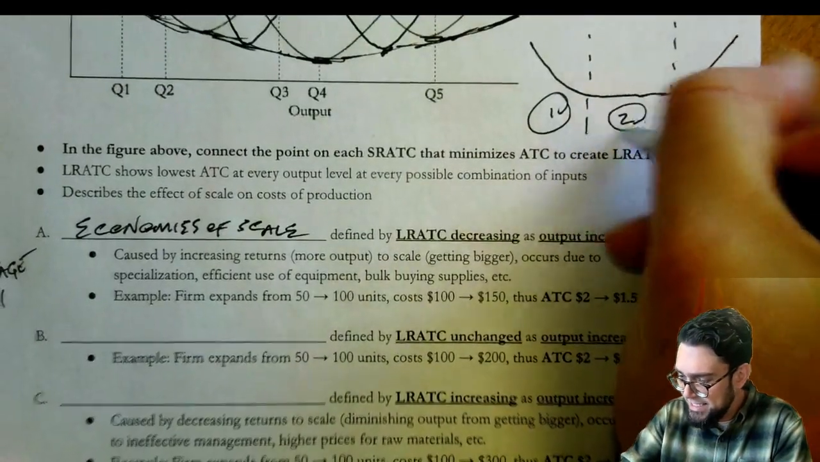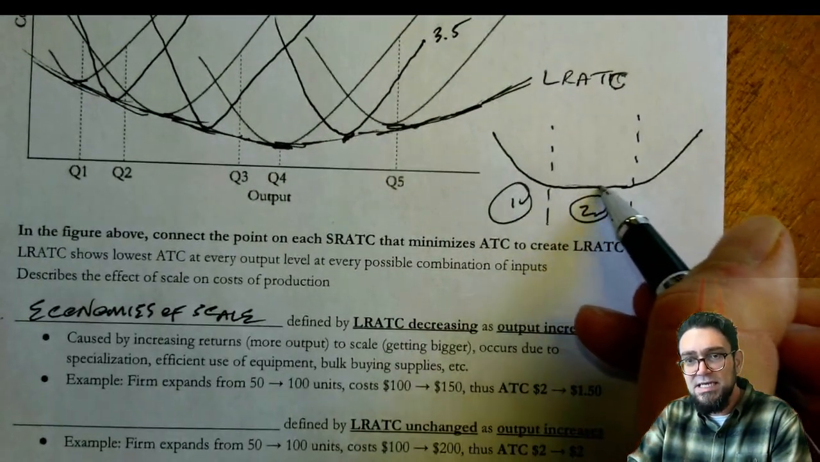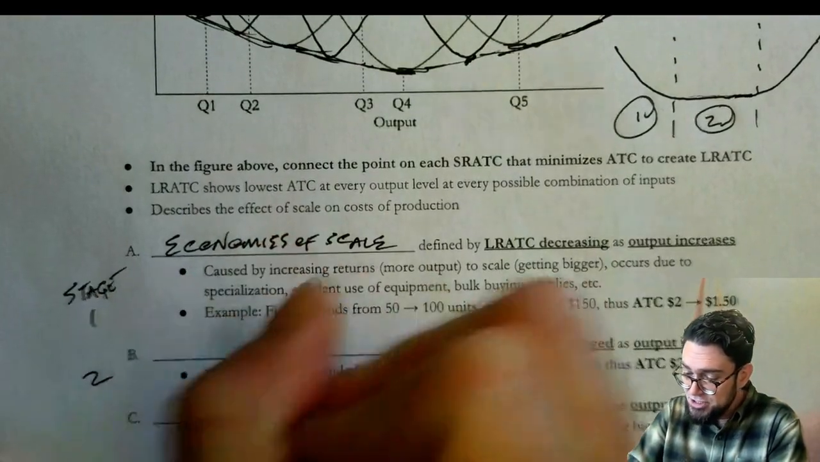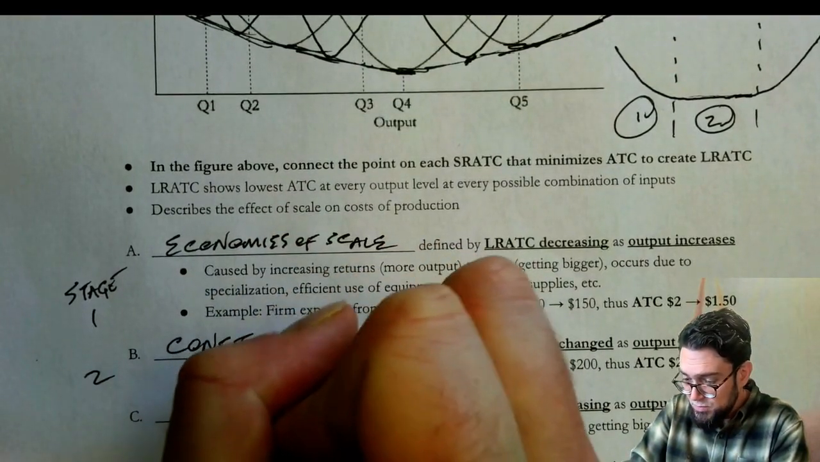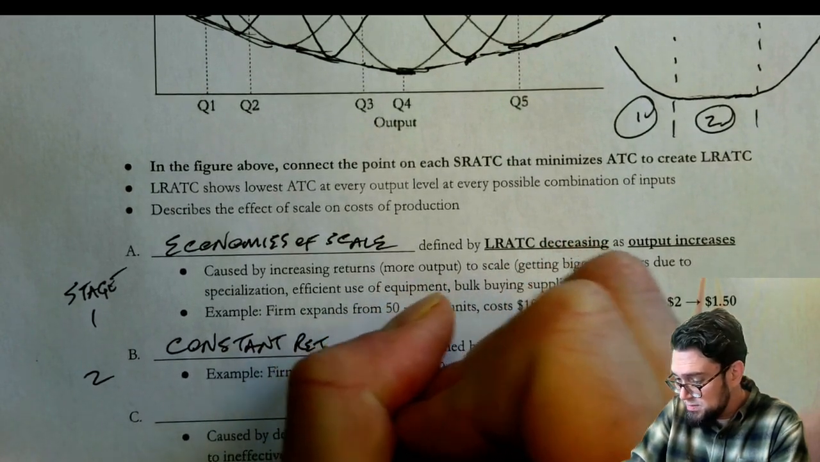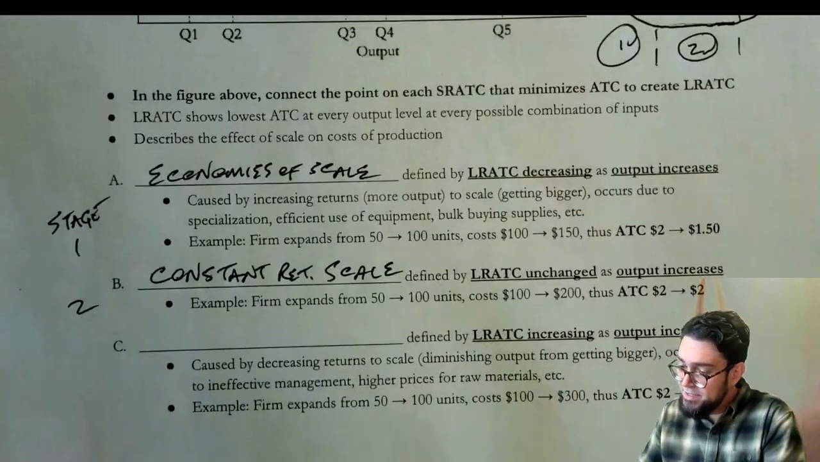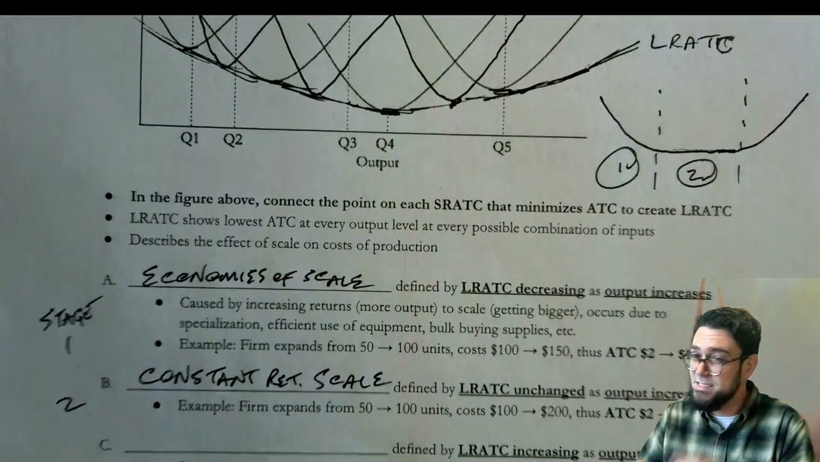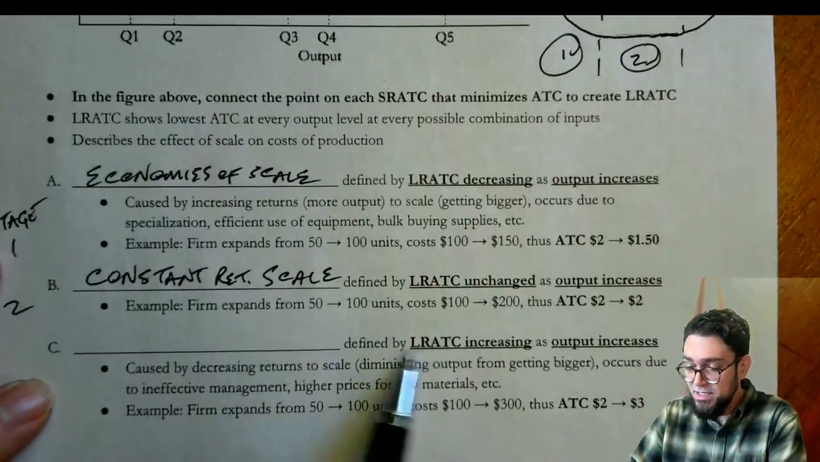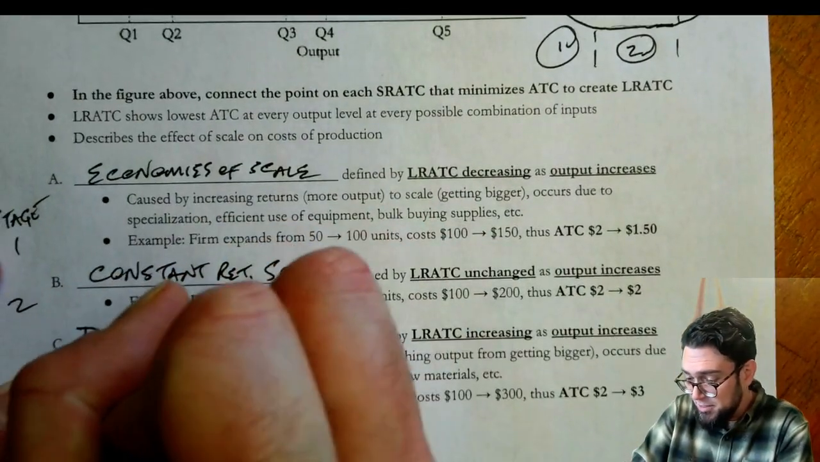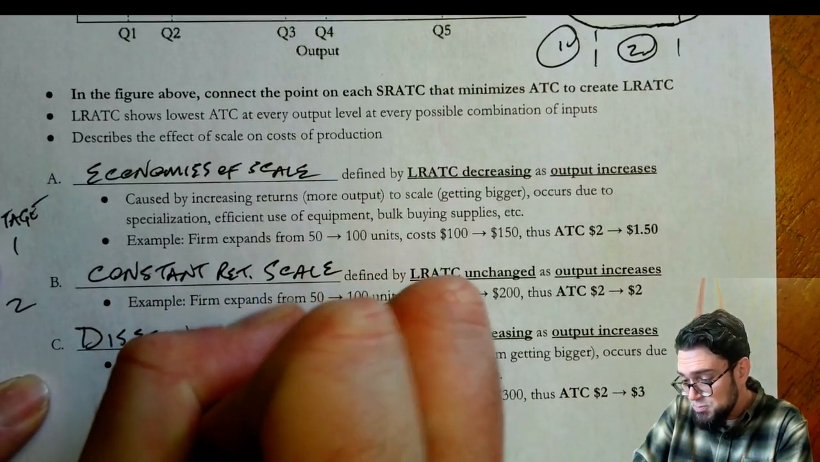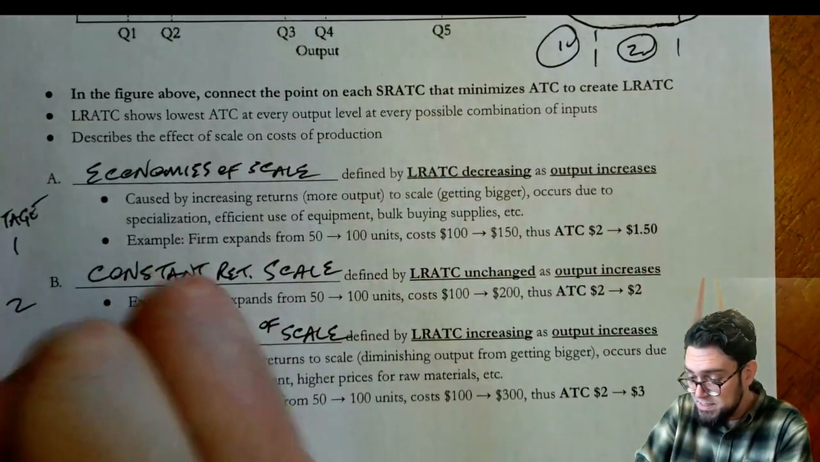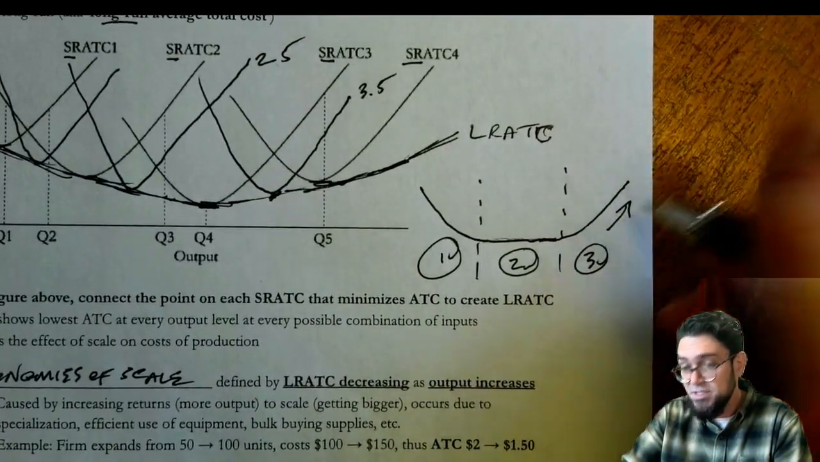Now, in this second stage of that LRATC, we have squeezed out all the efficiencies that we really can out of getting bigger. And so this second stage is called constant returns to scale. So it actually shares a name with the one up here, because they're related concepts, related but not the same. And this one is diseconomies of scale. This is where you have higher and higher average long-run costs. And that's where we'd see that LRATC start to bend back upwards again.